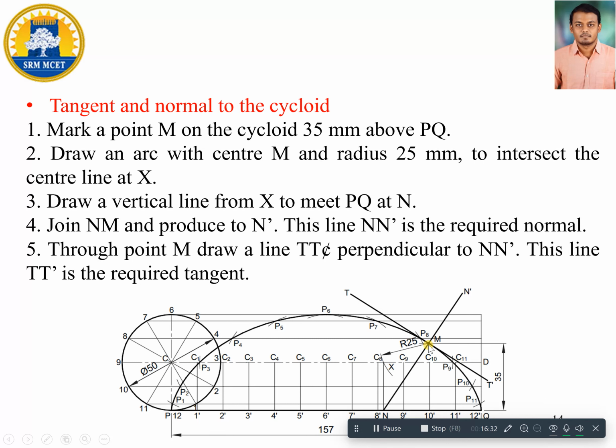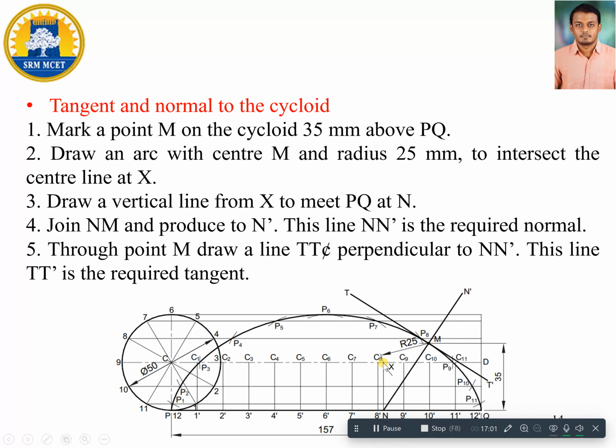Now from this point M and taking my compass, measuring a value equal to 25 mm, I need to cut one arc on the central line. Okay, so first of all I need to mark one point M at a distance of 35 mm above the baseline, and next step is take your compass, measure a distance of 25 mm and cut one arc on the central line. So that point is indicated as X. Okay, and the radius is 25 mm.